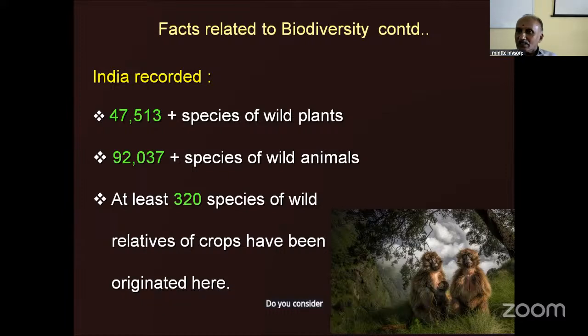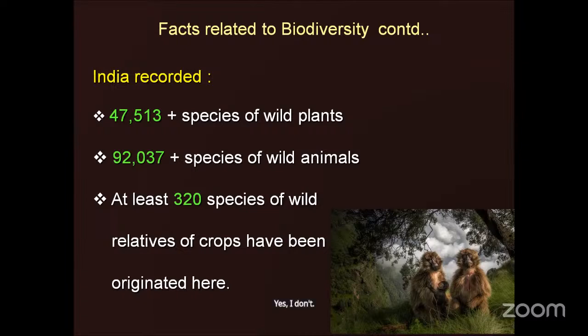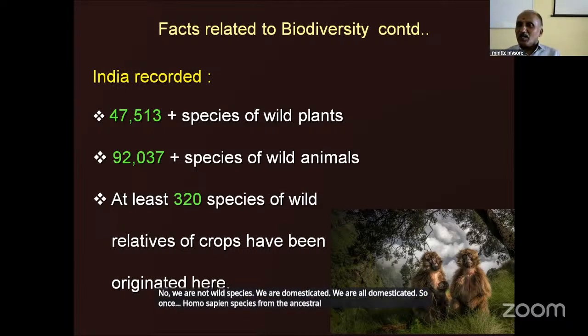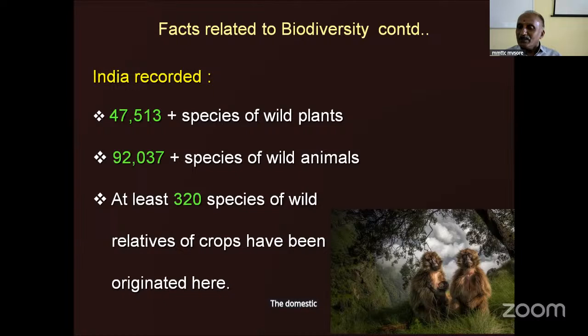Do you consider that we are wild species? Yes or no? No, sir, we are not wild species. We are domesticated. Once the Homo sapiens species developed from the ancestral man, with the advent of modernization, thinking, civilization, we started refining everything. And today we are all what? Domesticated individuals. Similarly, the rice that we are eating today is all cultivated.